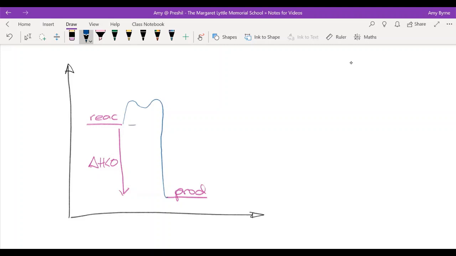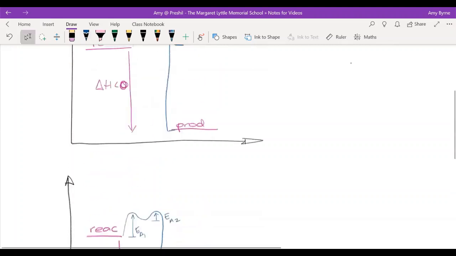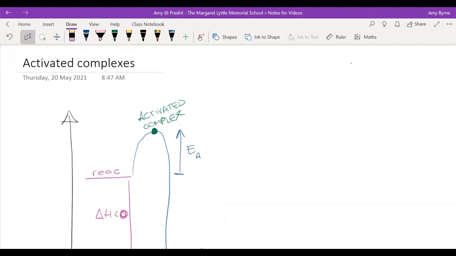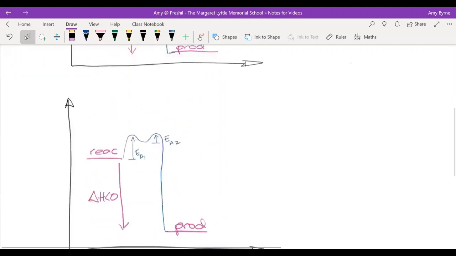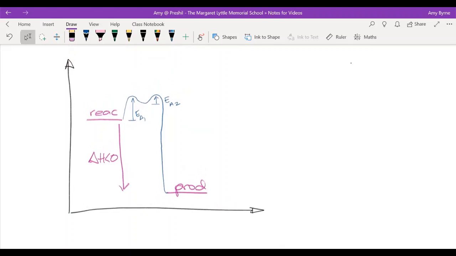So I have this first activation energy and then this second activation energy. Those two together is a lower activation energy than my uncatalyzed reaction. This is what a catalyst does. Instead of taking one massive jump up to my activation energy, it breaks it into smaller steps, each of which are comparatively easy to complete.